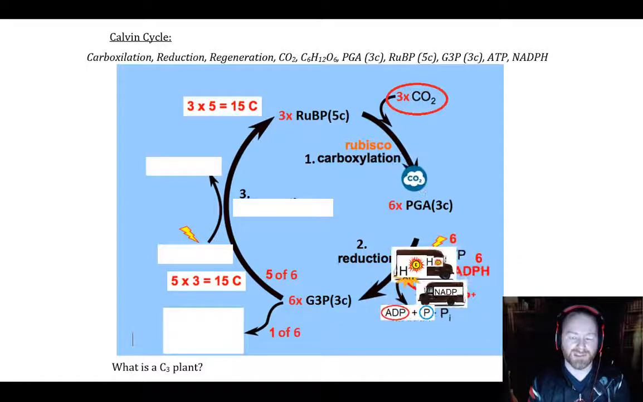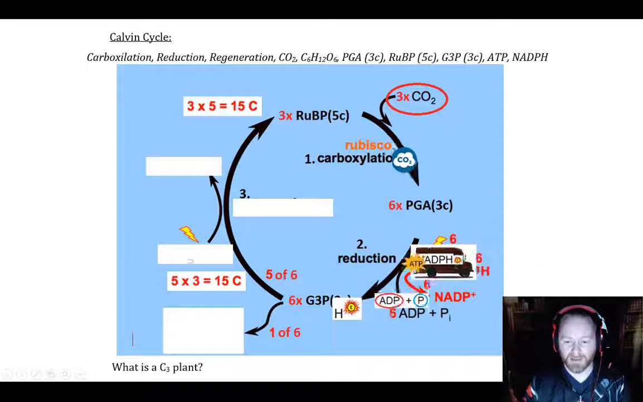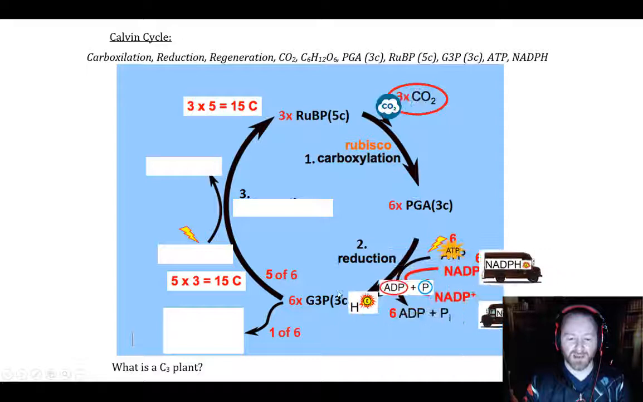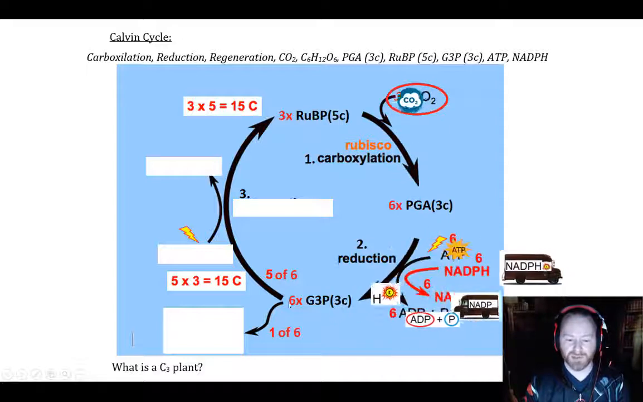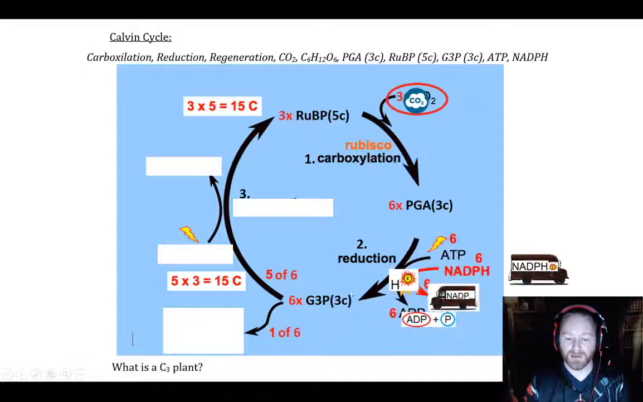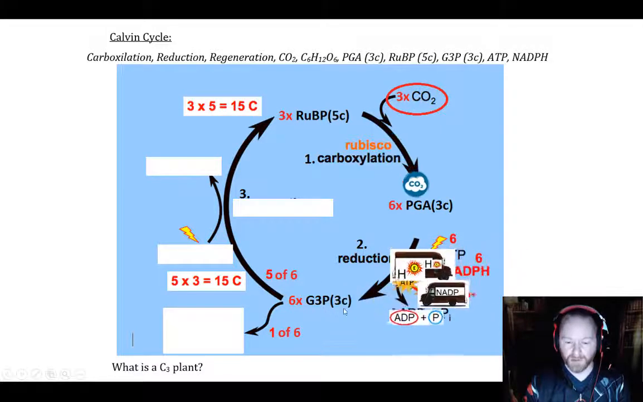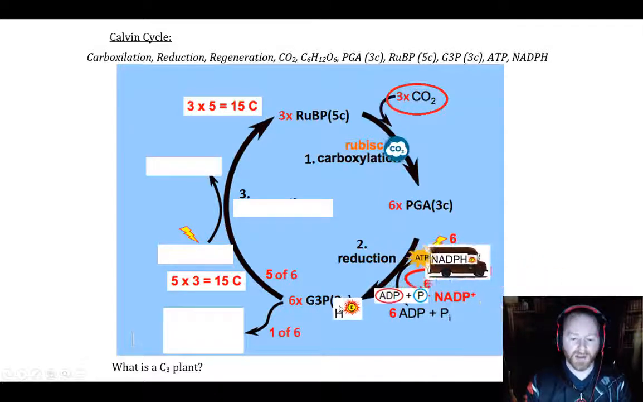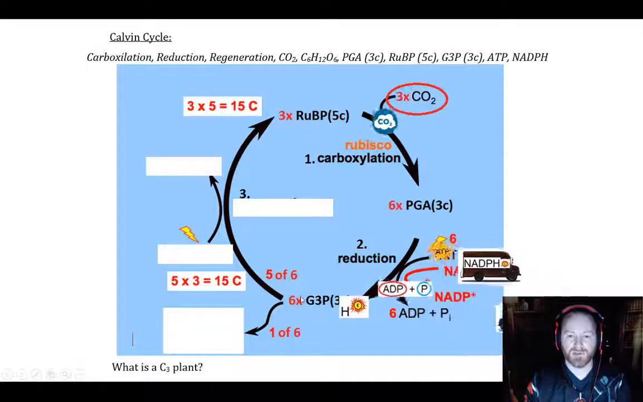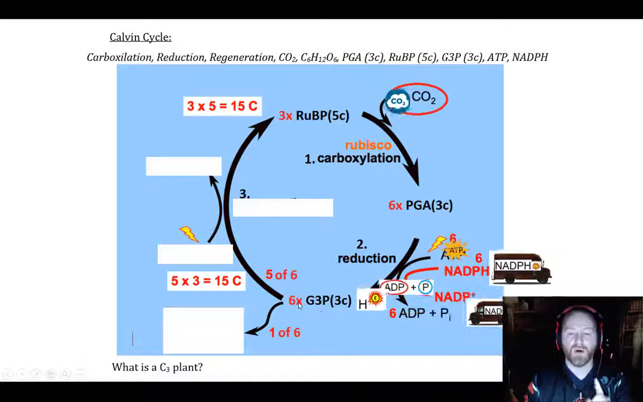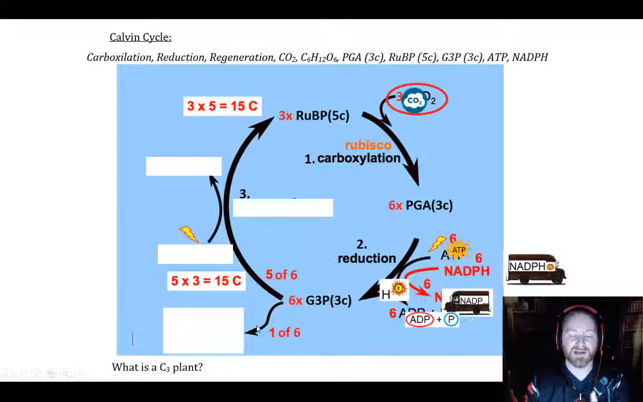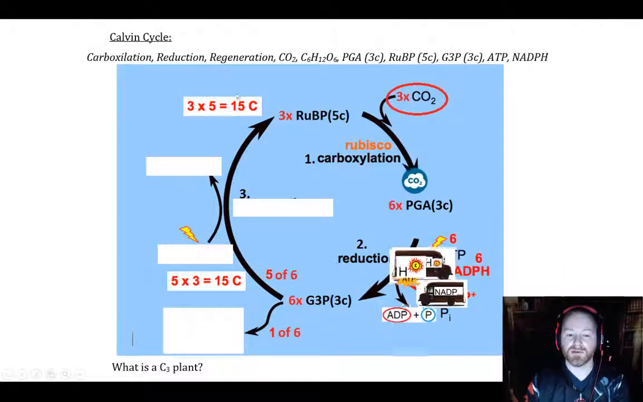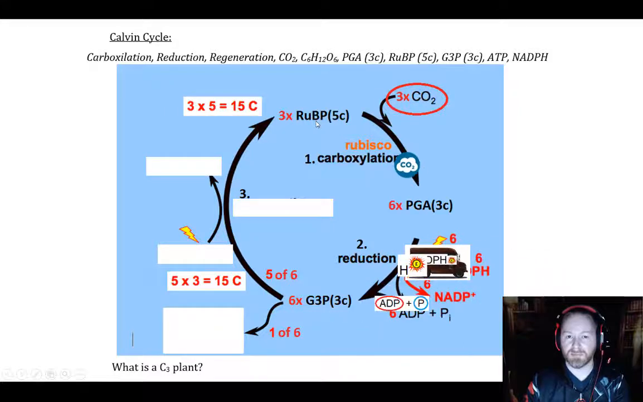Now notice that we produce 6 G3Ps, because we had 18 carbons when we had the PGAs, 6 PGAs, right? We didn't add any carbons, we just added hydrogen. So we're still at a total of 18 carbons, 3 of those in each of the G3Ps. Of the 6 molecules that we've made so far, 1 of them leaves and is going to go towards glucose, right? The other 5 are going to be reused and modified back into our RuBP.